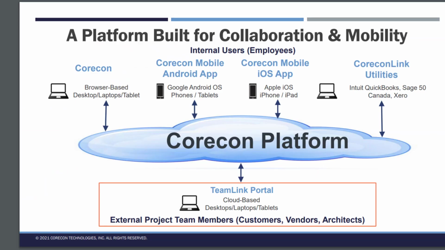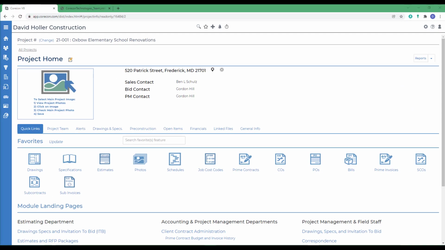This illustration shows the relationship of the TeamLink Portal to the modules that you use internally as a subscriber. The Corecon platform is integrated with your Corecon browser solution, Corecon mobile, and the Corecon link utilities. The TeamLink portal, also connected to the Corecon platform, is for those external companies and contacts collaborating with you on projects. Corecon does not limit the number of external collaborators that you can share the TeamLink portal with. It is included in your subscription, and there'll be no additional cost.